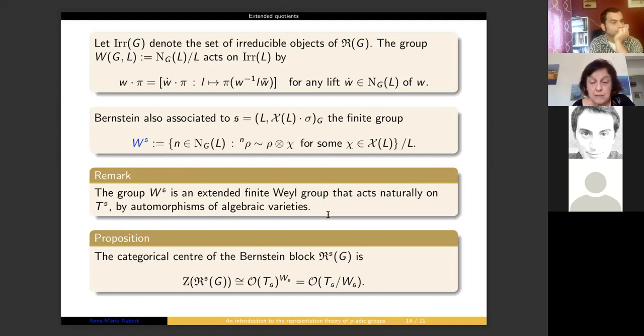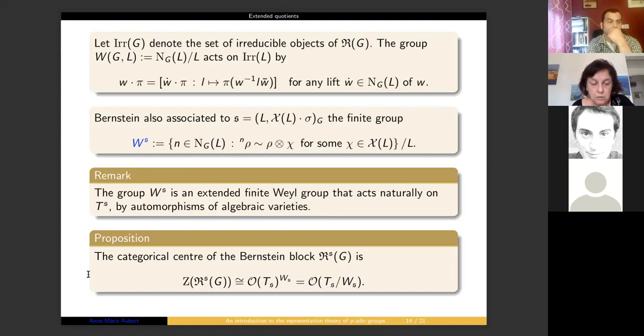So this group is an extended Weyl group. By extended Weyl group, I mean that it is a semi-direct product of a finite Weyl group by some R group, which is similar to the Knapp-Stein decomposition. So this R group is the set of elements in W_s which send positive roots to positive roots. And this group acts naturally on our torus T_s by automorphisms of algebraic variety.